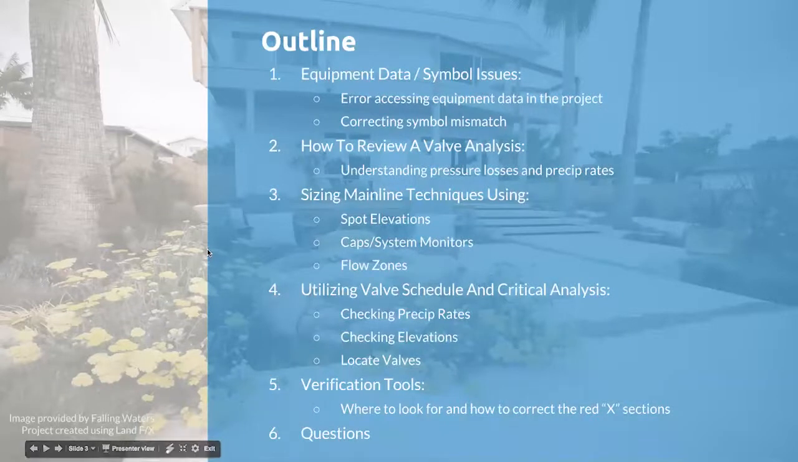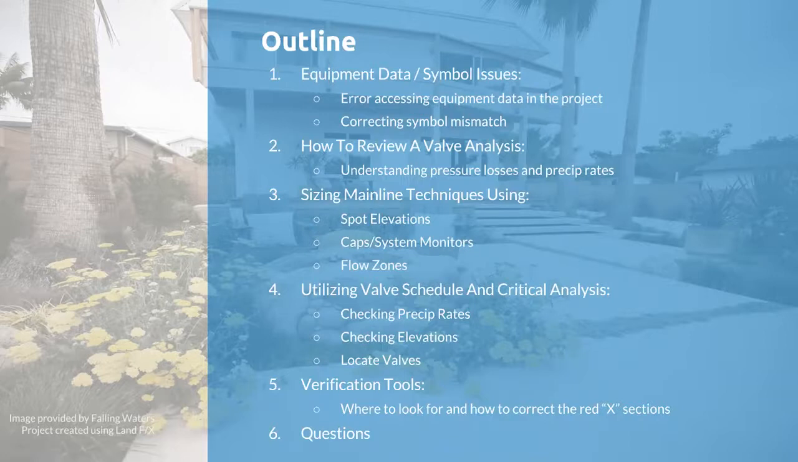So the quick little outline that we got going on for our agenda today is we do want to touch on equipment data, the symbols issues stuff that we got going on. If you have not watched our previous irrigation tools, what you need to know webinar that I did, we did go over a few of these items. We are going to touch bases briefly on a couple of those issues again, but really looking at a few other messages that you might be getting and how to actually correct those items. How to review a valve analysis.